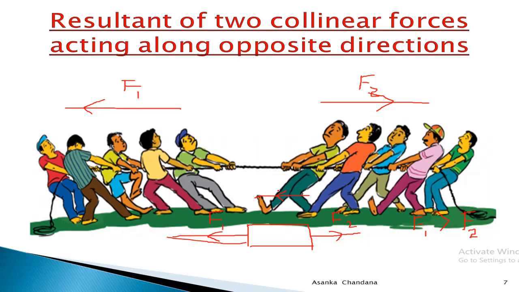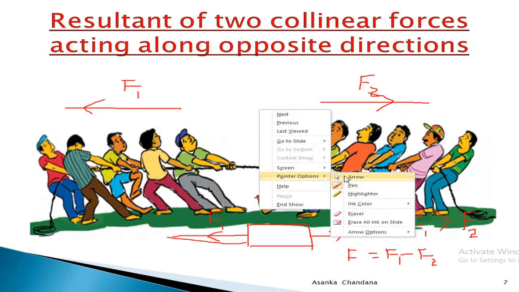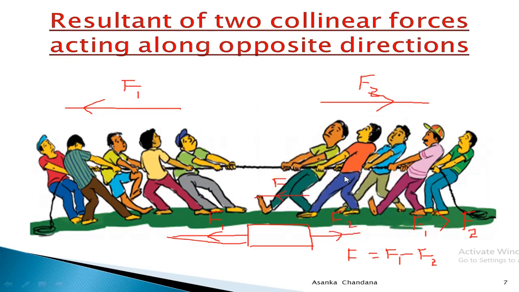In the resultant force, now think about if the resultant force is F, how to find it? The resultant force can be found by subtracting F2 from F1. So F is F1 minus F2. This is the way of finding the resultant force. Now we have learned how to calculate the resultant force of two forces acting in the opposite direction.